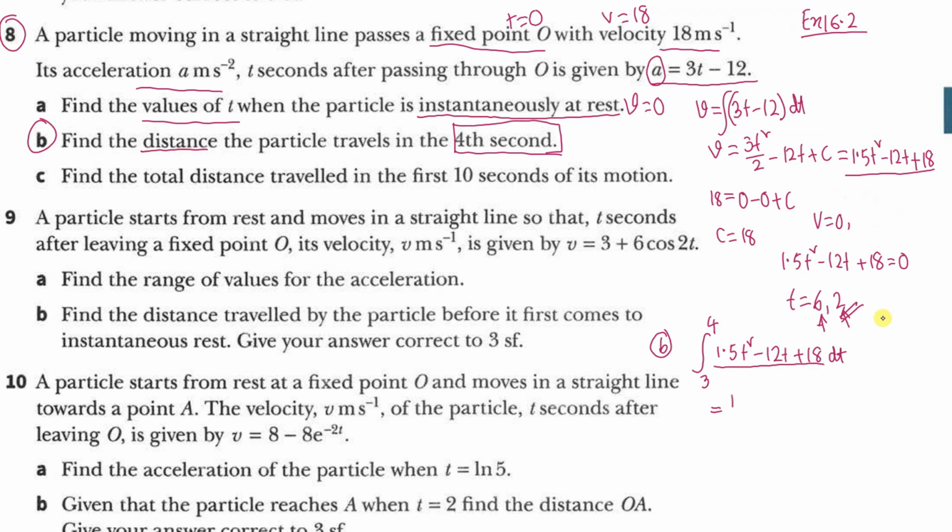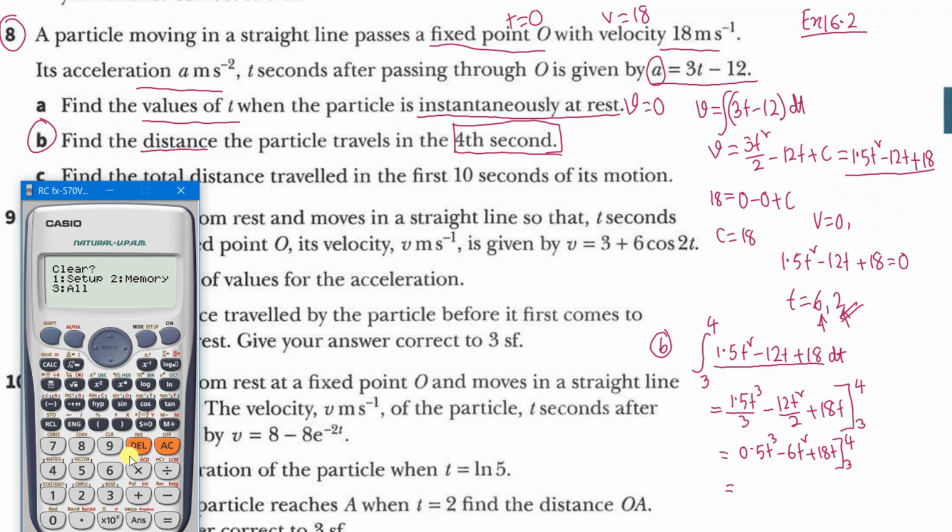So let me integrate, which is 1.5 t cubed divided by 3 minus 12 t square divided by 2 plus 18t, and its limit is 3 to 4. So we can write our expression 0.5 t to the power 3 minus 6t square plus 18t. Limit is 3 to 4. And let us use the calculator to do that. We're going to put the limit. Actually, the way we did the previous one, we also can apply the same method here.